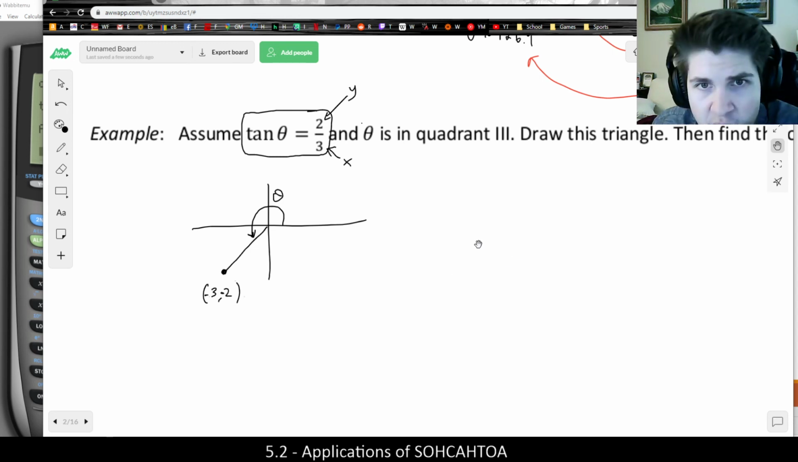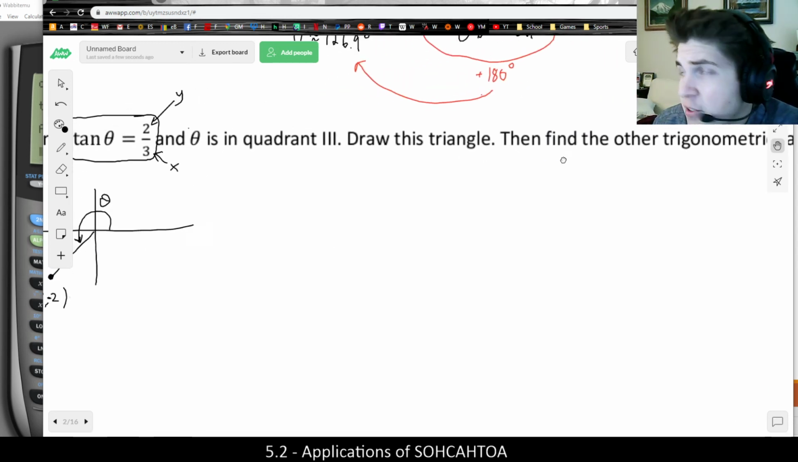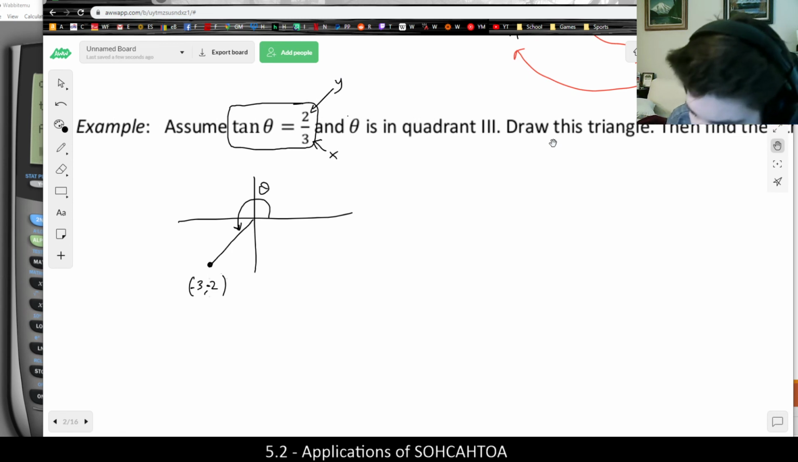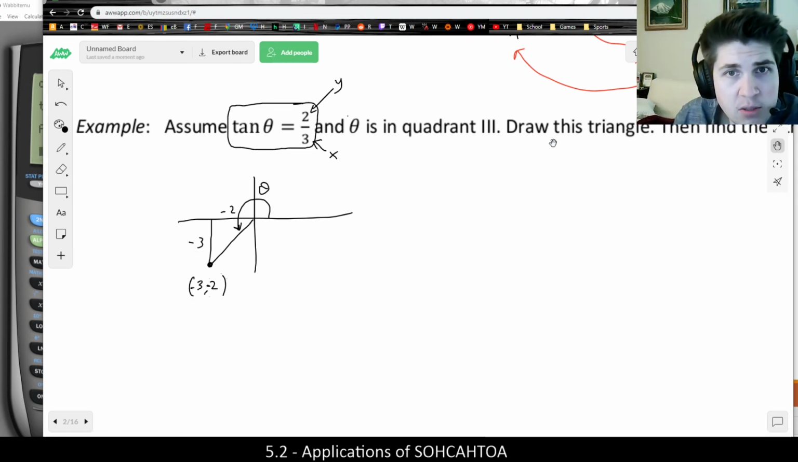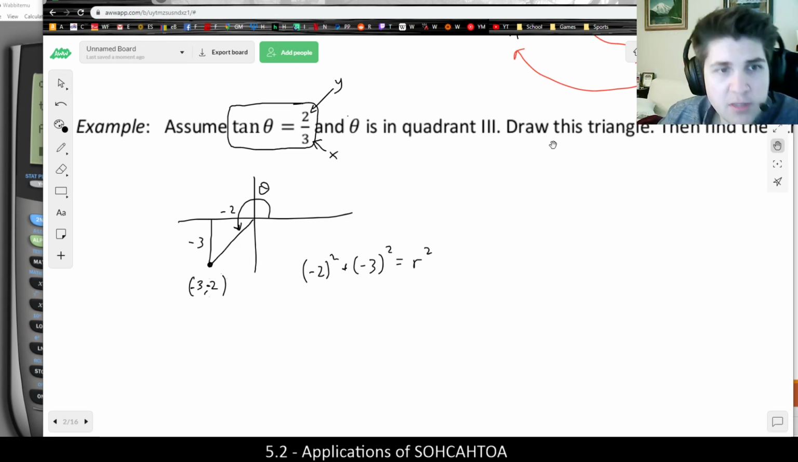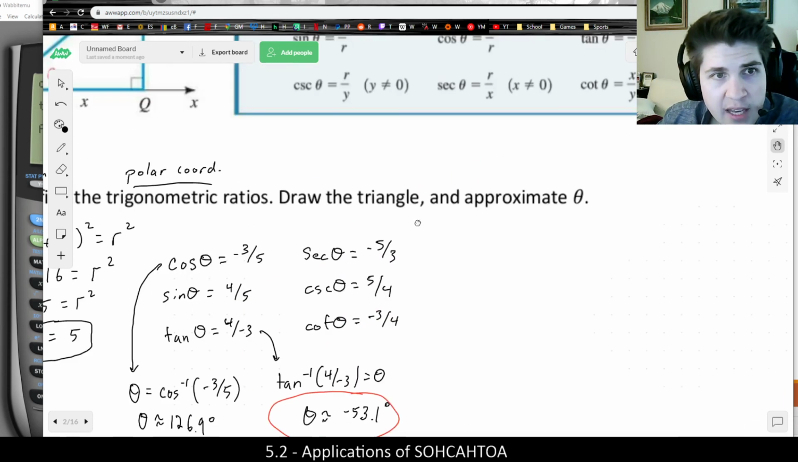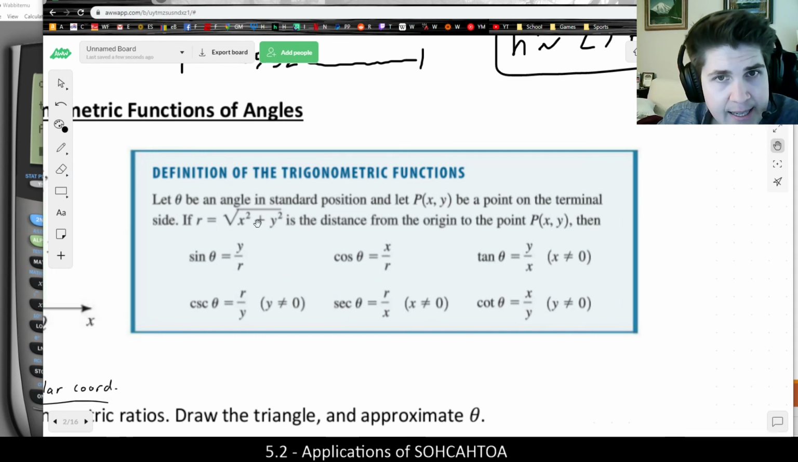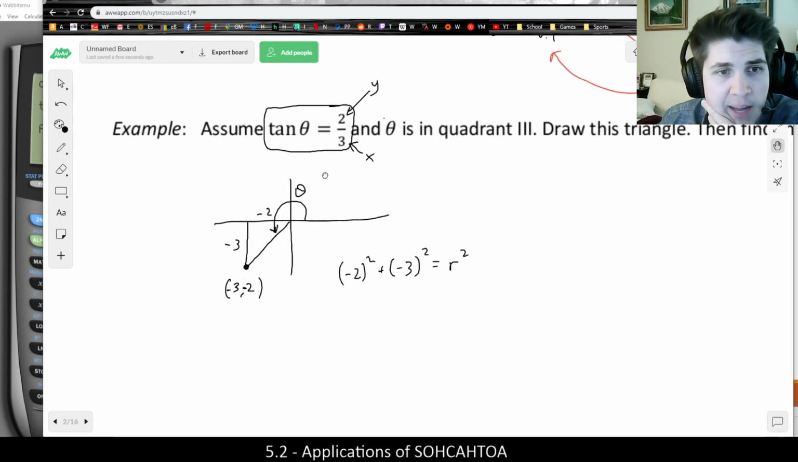because of the quadrant that theta's in. But basically, it says to draw the triangle and find the other trigonometric ratios. Since I know x and y, x is -2, y is -3, I can find the hypotenuse via the Pythagorean theorem, because a squared plus b squared is equal to c squared. Or I'll use x squared plus y squared is equal to r squared, which is a formula you will see in the definition of the trigonometric functions, what we often call a polar formula for polar coordinates.